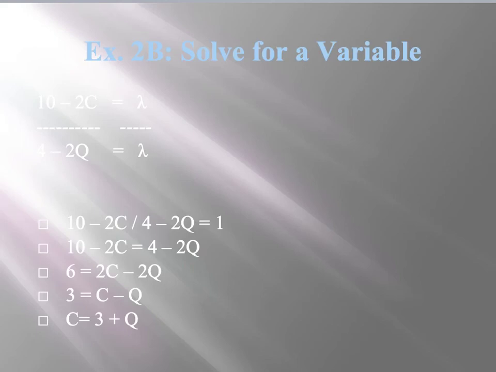Alright, so once you've gotten to that stage, then it becomes a little bit easier to reduce, and you can reduce it down to eventually c is equal to 3 plus q. And now I've basically done step 5. I've solved for one of the variables. I've solved for c in this case. c is equal to 3 plus q. So I've gone through steps 4 and 5.